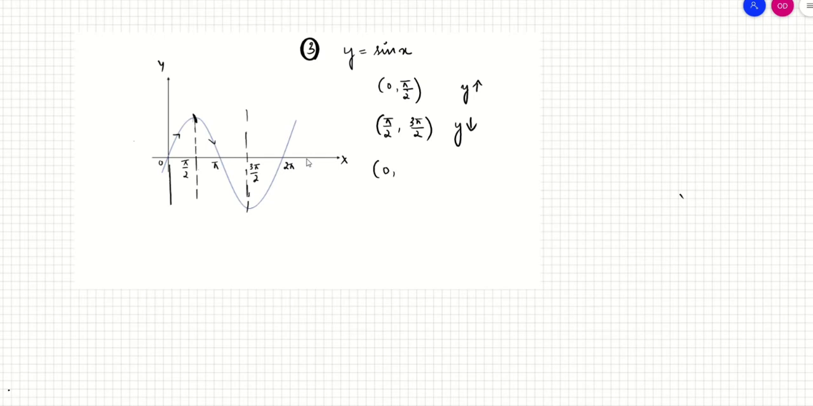Suppose I ask you from 0 to 2 pi. From 0 to 2 pi, observe from the graph that the function sine is increasing, then again decreasing, then again increasing. Okay? So, such graphs where you cannot tell for certain whether it is increasing or decreasing are called neither increasing nor decreasing.